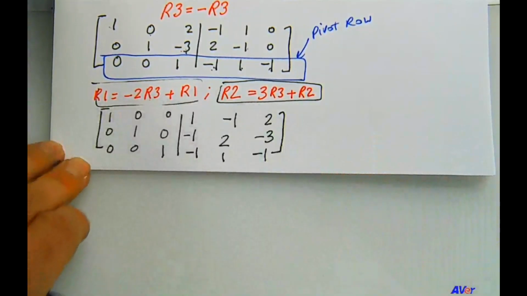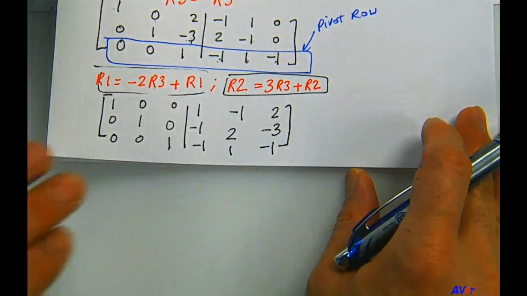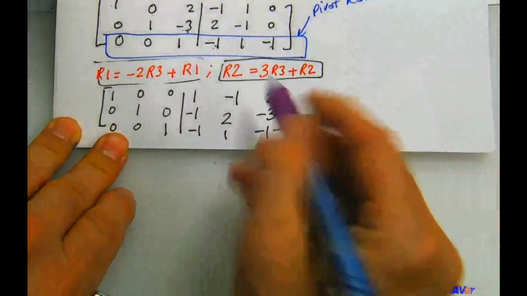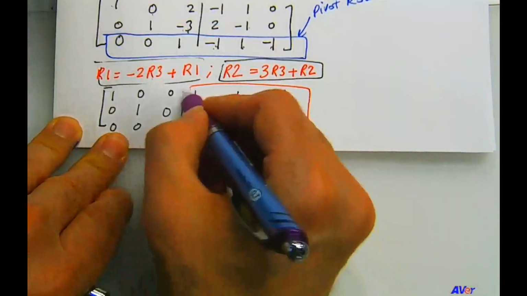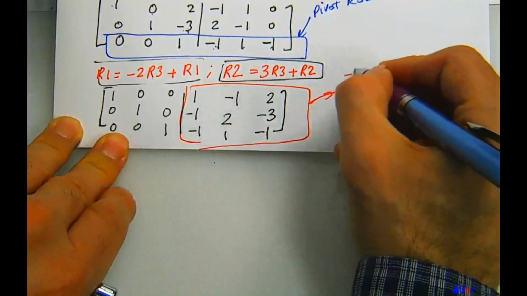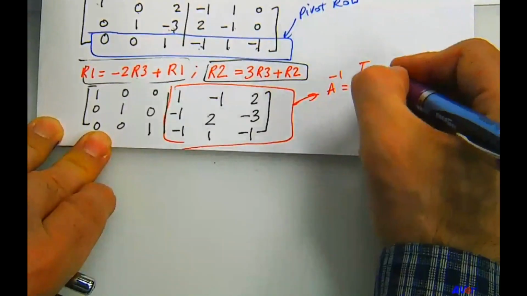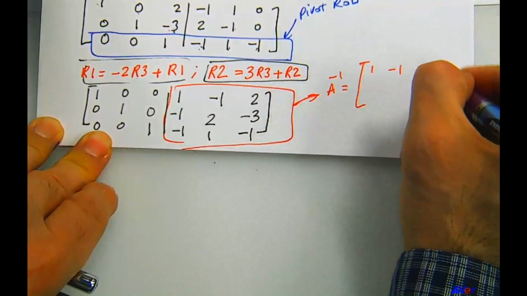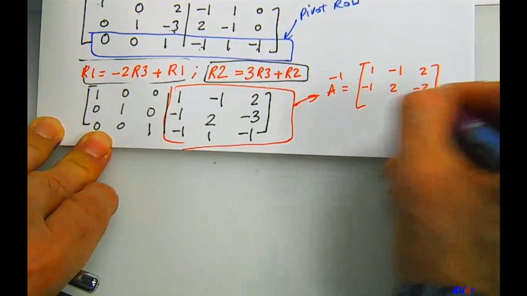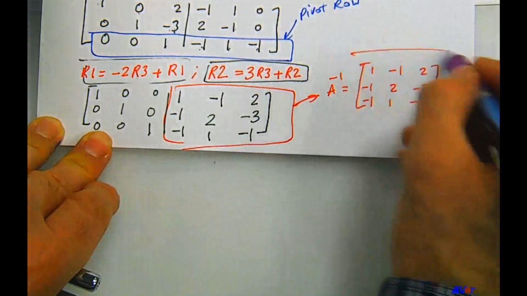So take a look on the left side. It's the identity matrix, right? So we are done, which means this matrix is the inverse of the original matrix. So A inverse is equal to 1, -1, 2, -1, 2, -3, -1, 1, -1.